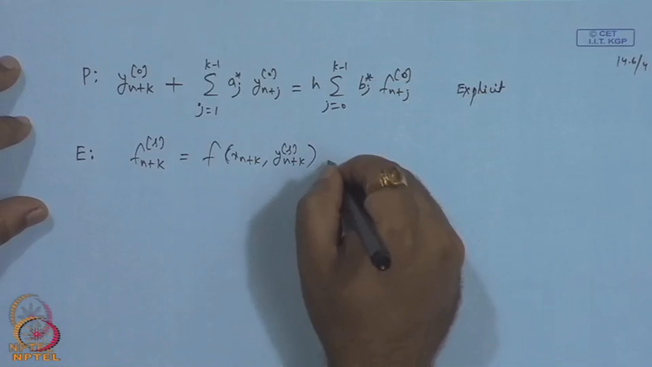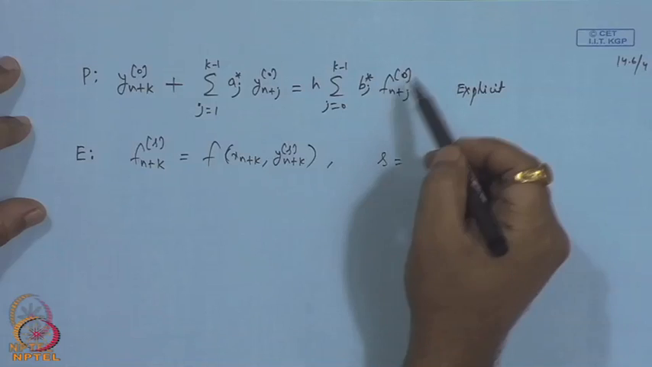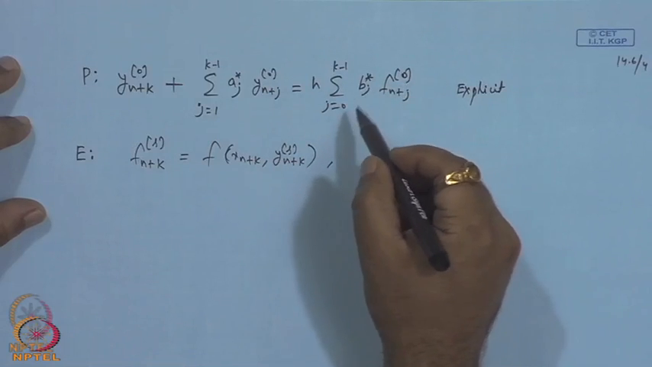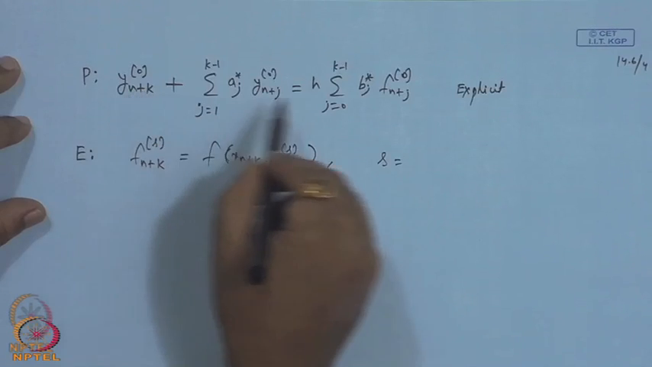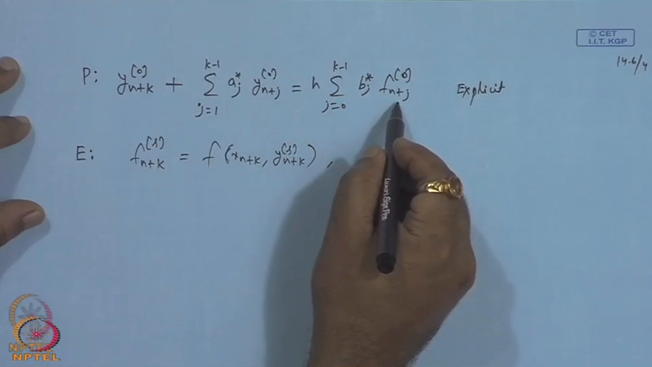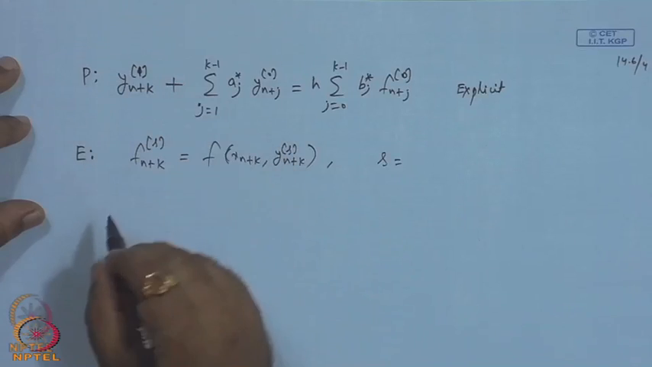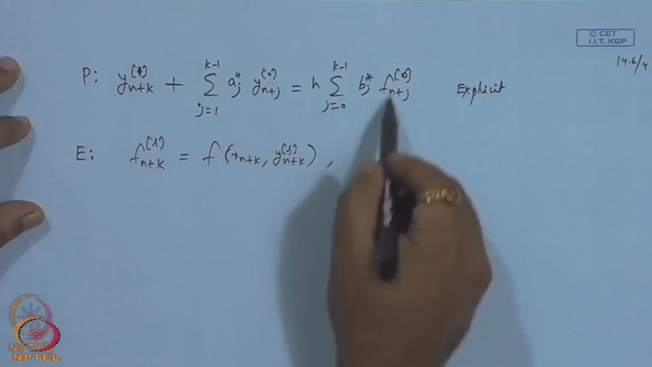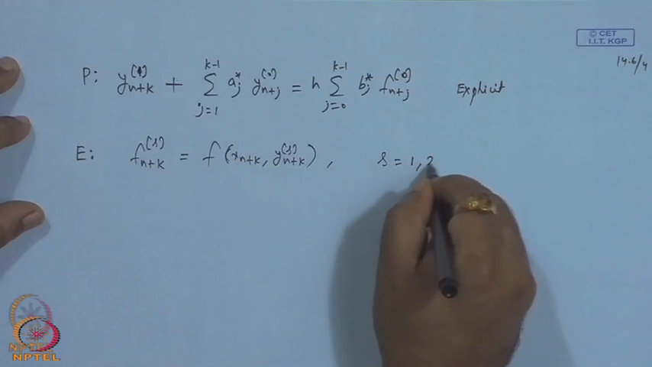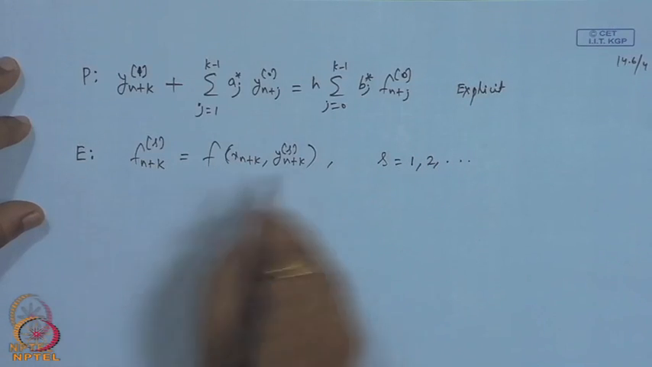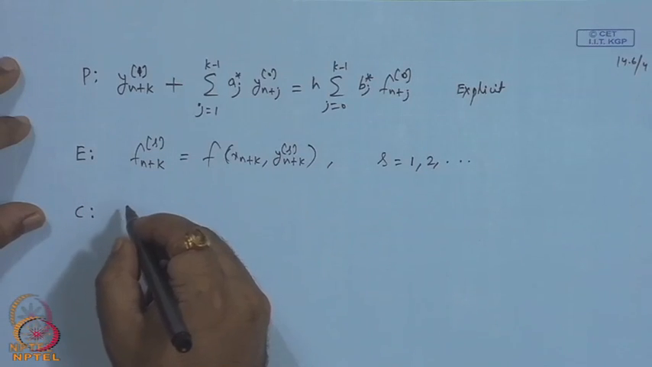So, we evaluate. Initially we compute by the explicit method, then we need some initial values. So, this should be 1. Once we compute and evaluate this, then we need an implicit method.